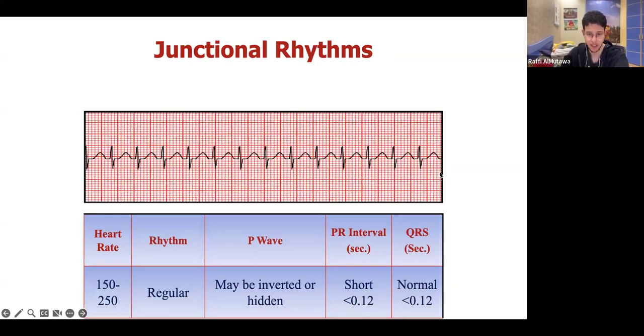And what about here? What do you guys think this is?